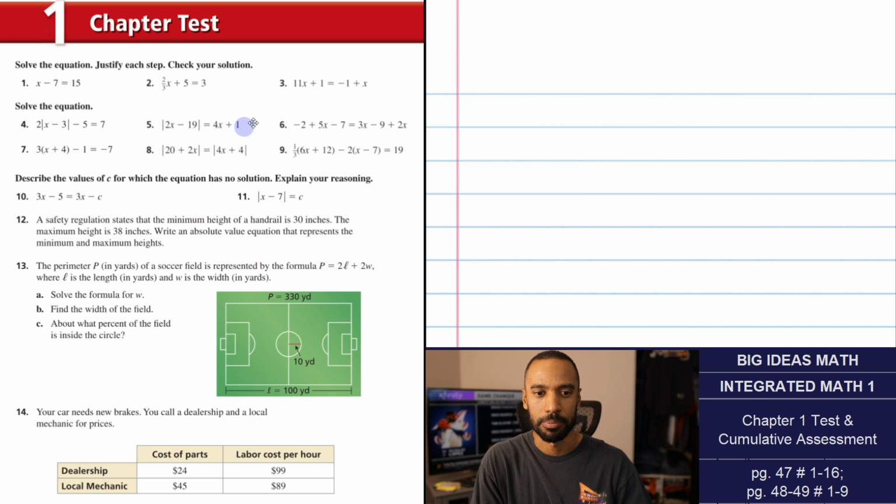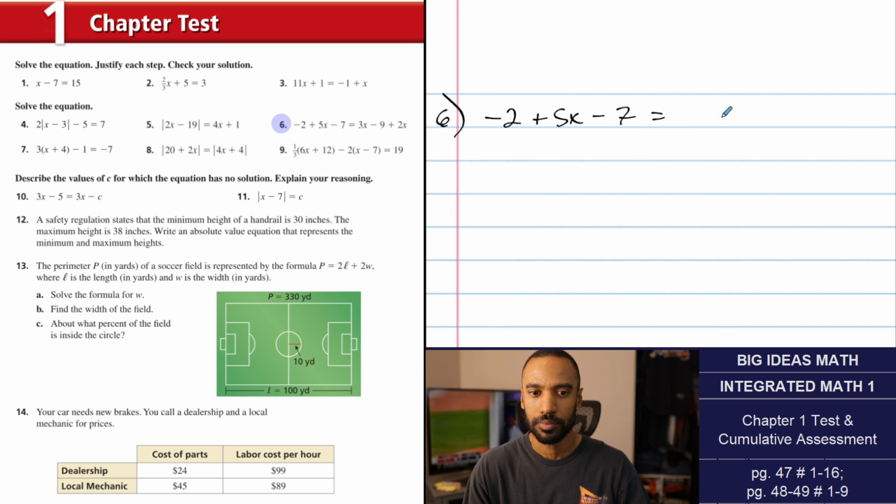Number 6 is not an absolute value equation. It's just a solving for x, but there may be something special to it. We'll see. I have no idea. I've not done the problem yet. I'm anticipating maybe there is, just because the last problem. Ah, yes, there is something special to this problem.